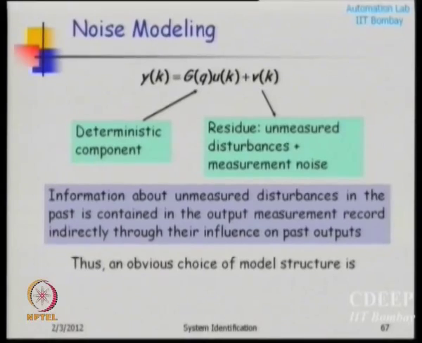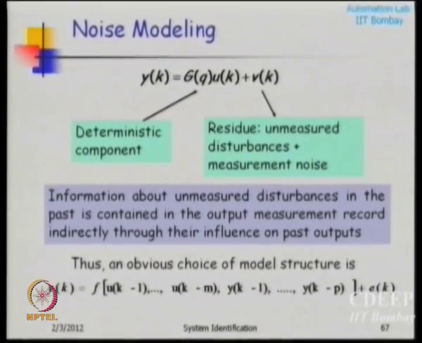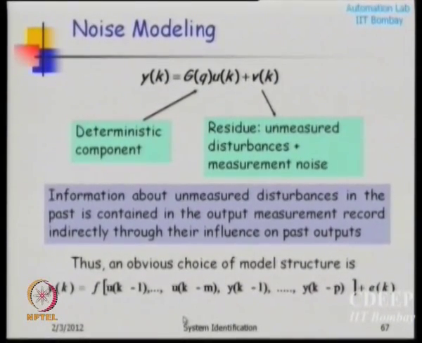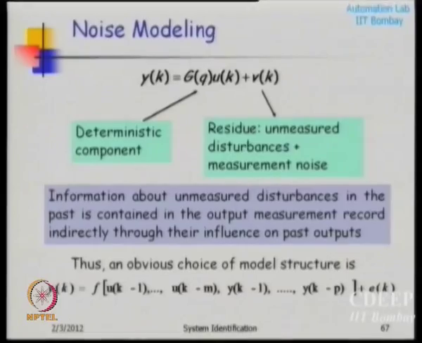So what is an obvious choice of structure? An obvious choice of structure is Y_k is some function of past U and also past Y. Because where is the information about disturbances hidden? It's there in Y itself, right? The effect of disturbances is present in Y. So I want to use that information, develop a model, uncover it, and then use it for control. Now, I have this little term coming here, E_k. I am going to develop this model. F is some function. Initially, I will take linear functions, and in this course we are going to stick to linear functions. Nonlinear functions would be part of an advanced course, not really in this course.